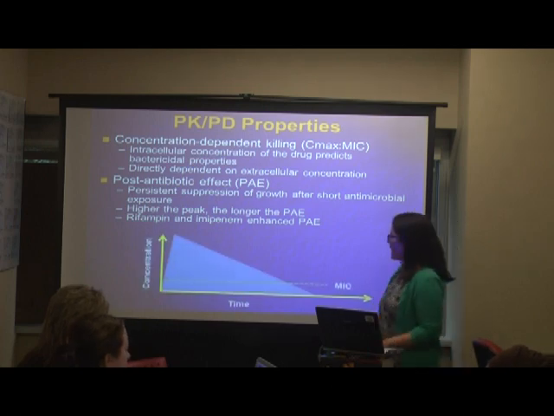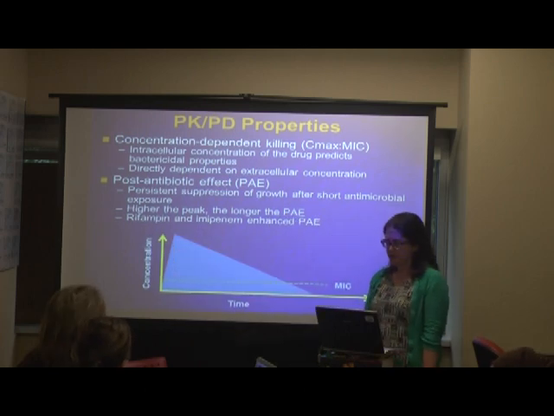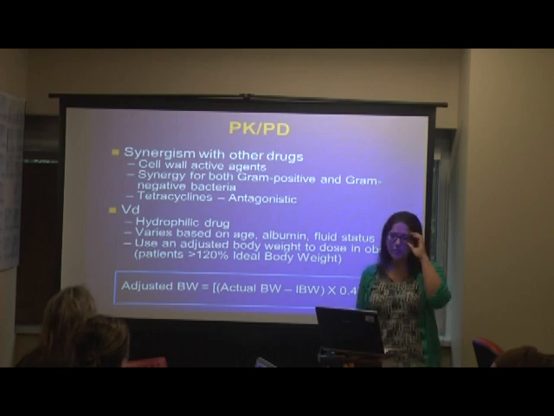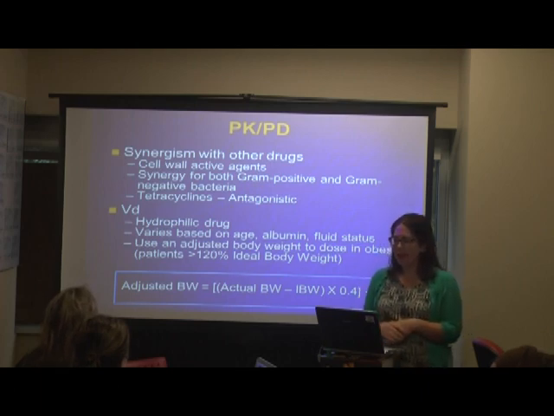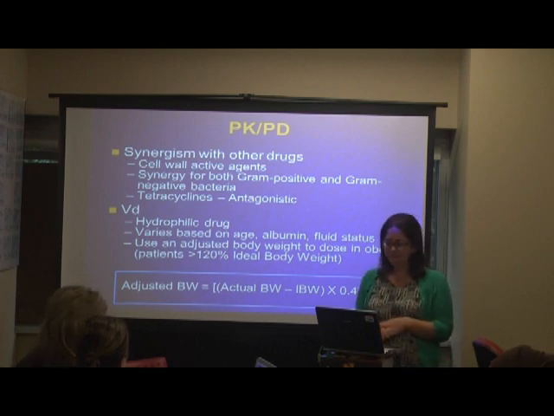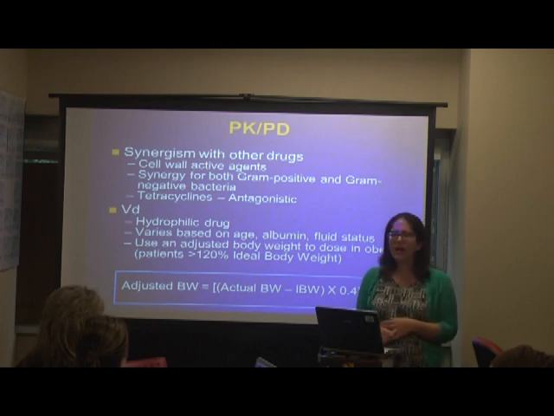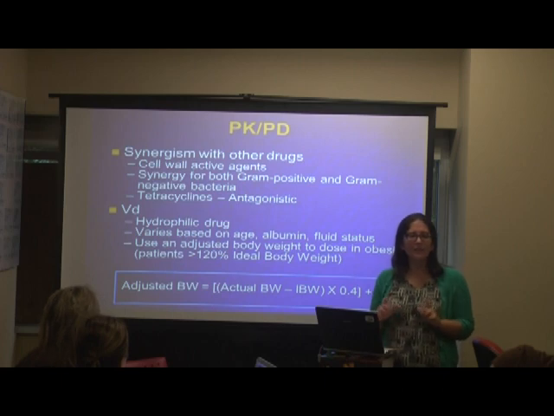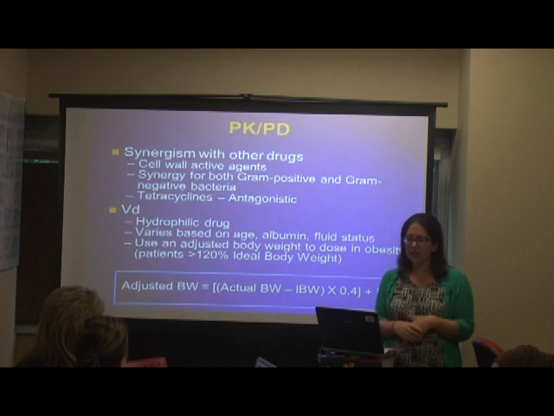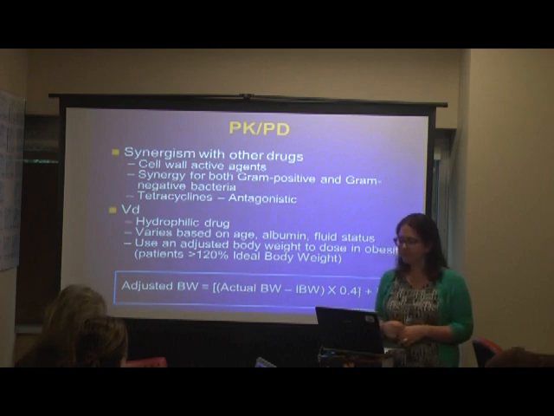You can see we're looking at how high our MIC is over our minimum inhibitory concentration. Max. And there is synergism with other drugs that we've touched on, the cell wall active agents, and it's actually synergy for gram-positive and gram-negative bacteria. The only exception to this synergy is with tetracyclines, and they actually have an antagonistic effect, and that's likely because they both work on the 30S subunit, so they're trying to get to the same place, and those patients do worse if on the combination of aminoglycoside and tetracycline.